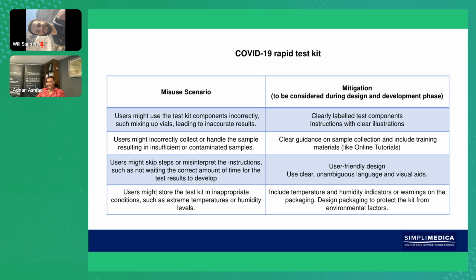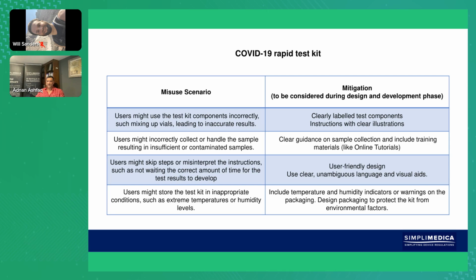So I'm going to try and move a bit faster. We've got the last few slides in a few minutes. Right, so as an example, with the COVID-19 rapid test kit, what could go wrong? Misuse scenarios. Users might use the test kit components incorrectly, mixing up vials, leading to inaccurate results. Users might incorrectly collect or handle the samples, resulting in insufficient or contaminated samples. Users might skip steps or misinterpret the instructions, such as not waiting the correct amount of time for the test results to develop. Users might store the test kit in inappropriate conditions, such as extreme temperatures or humidity levels.